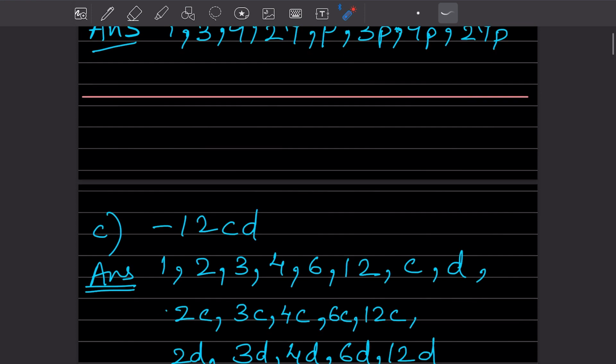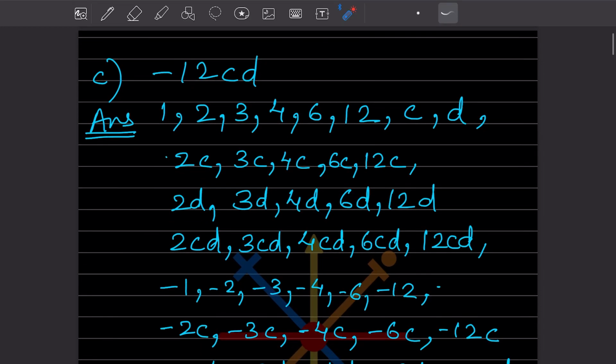Okay. Now we'll go for the next one. So again, as I said, this is again negative, which is a very dangerous sign. And this is 12CD. So right now, again, this one we'll keep at this side, as we did for the previous problem, number A. So now factors of 12. The factors of 12 are going to be 1, 2, 3, 4, 6, and 12.